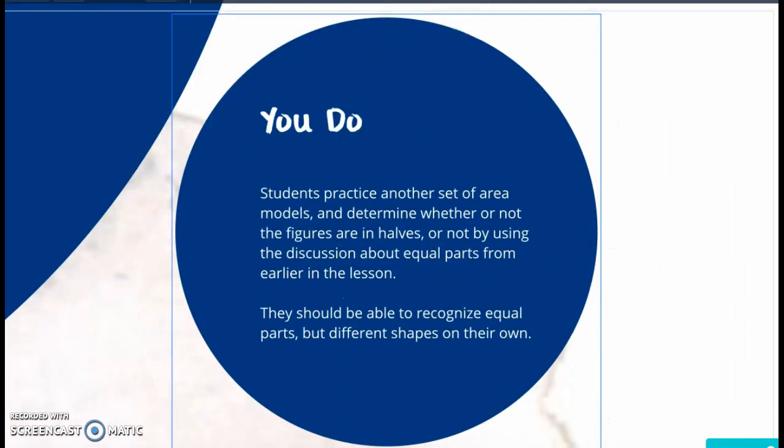For the you do portion, now it's time for students to practice. They will have to determine whether figures are shown in halves or not. They should decide whether both pieces or both parts are equal, as they were shown earlier in the lesson.